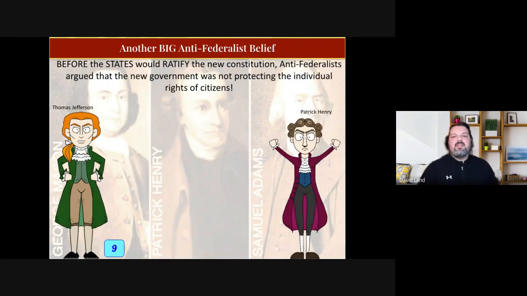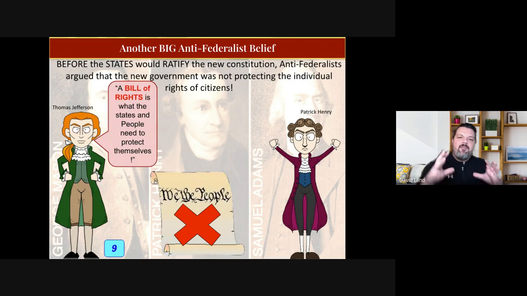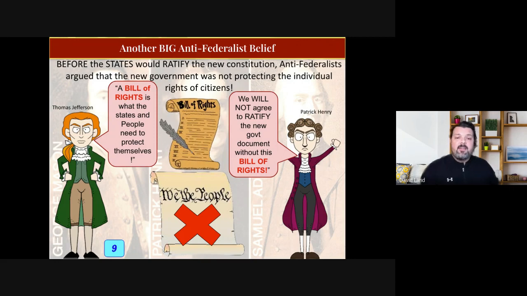So before the states could ratify the new Constitution, Anti-Federalists argued that the new government would not protect its citizens. Why? Well, because that Constitution to them represented a violation. It threatened the people of America because it did not protect them. And it didn't protect them because it wasn't giving them the rights listed in the document. So what did Anti-Federalists really want? Well, they wanted power to the states, but more importantly, they wanted power to the people in that list of rights. So what they wanted to see in the Constitution was a Bill of Rights, a list of individual rights.